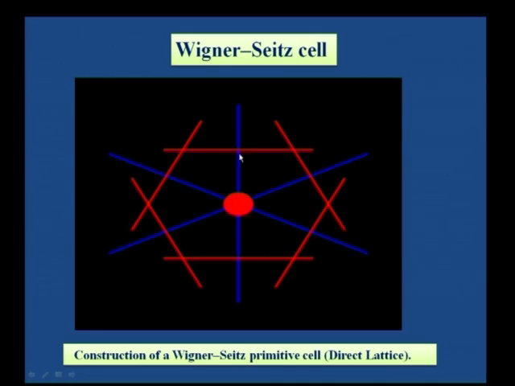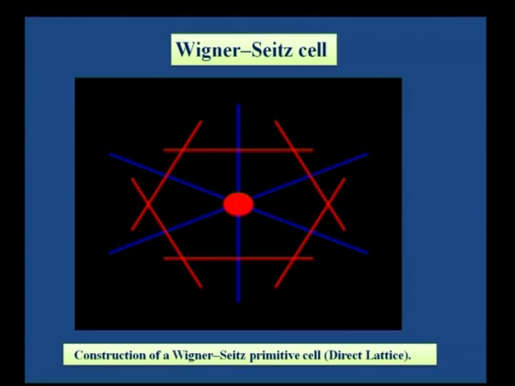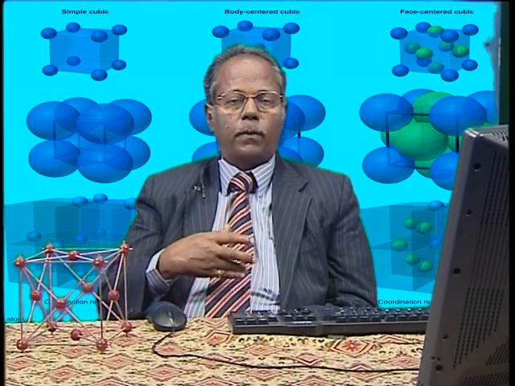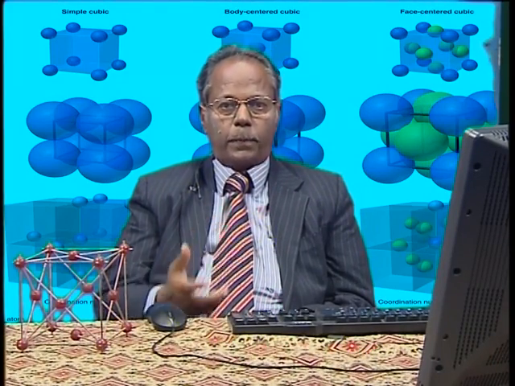So this is the midpoint, this is the midpoint, and this is the midpoint, and draw the perpendiculars. The area enclosed by this region is known as the Wigner-Seitz cell. The very famous people, Wigner and Seitz, constructed what is called a Wigner-Seitz cell, which is very important. Let us now pass on to what is called the reciprocal lattice.